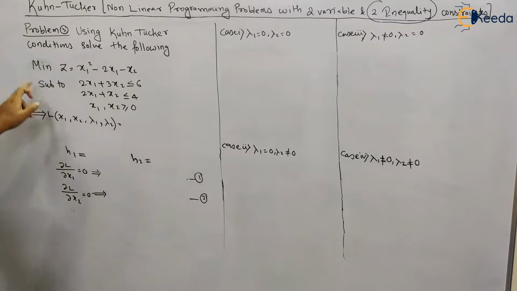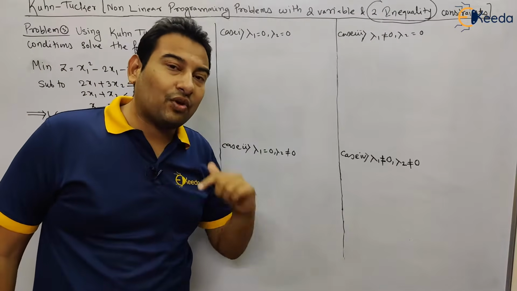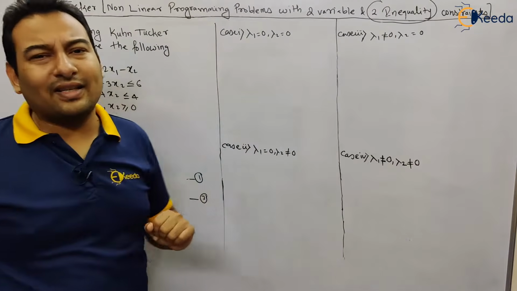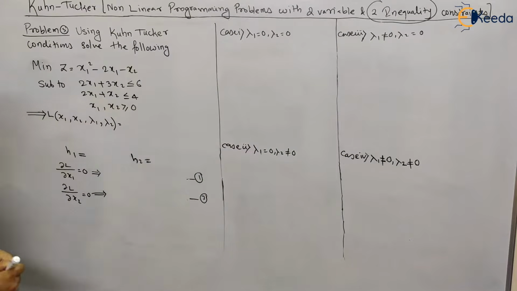Now here in this case we'll be solving a minimized problem. The two problems that we discussed were of maximized type. Now we are discussing a minimized type problem. The problem will be similar, the steps will be similar. Let us do it quickly. Here again there are two constraints.